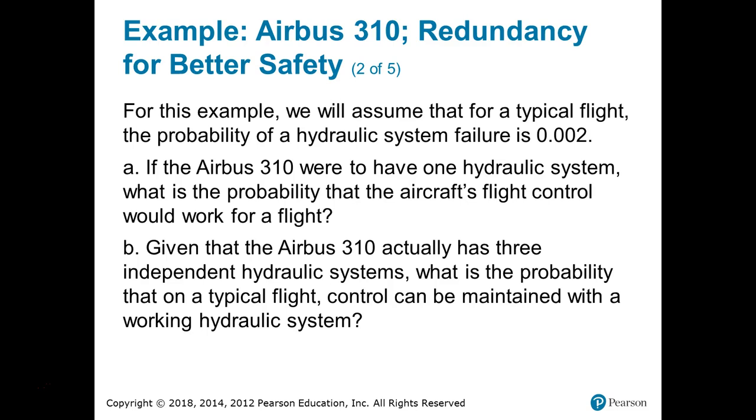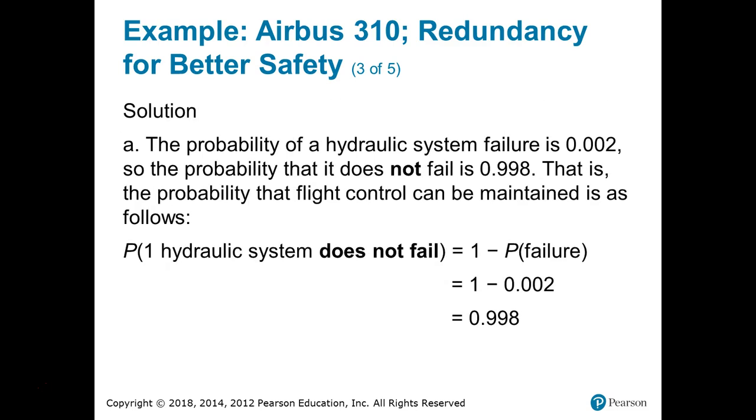So if the Airbus 310 were to have 1 hydraulic system, what is the probability that the aircraft's flight control would work for a flight? Okay, that's easy. Since we're only dealing with 1, and the probability of it failing is 0.002, the probability of it not failing is going to be the complement of that. So 1 minus 0.002 gives me 0.998. Basically, there's a 99.8% chance that the aircraft will not have any kinds of failures. Pretty good, but not good enough for these aircraft lines.